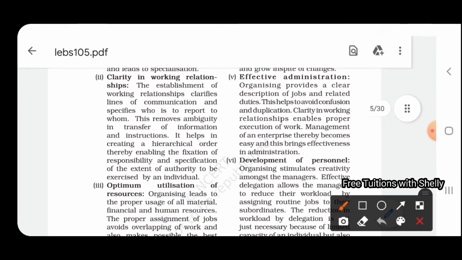Second one is clarity in working relationship, because the establishment of working relationship clarifies lines of communication and specifies who is to report to whom. So authority responsibility relationship gives them clarity about whom they are responsible to, what all work they have to do, and whom they should report to. So confusion and ambiguity are reduced when organizing is done. Next is optimal utilization of resources, that is, maximum utilization of resources without wastage, and maximum efficiency can be achieved through organizing.